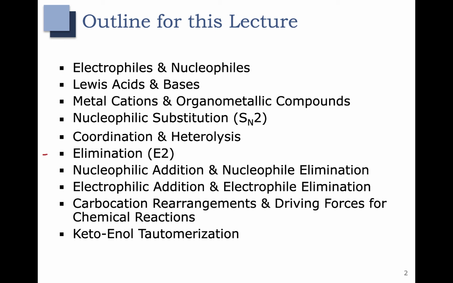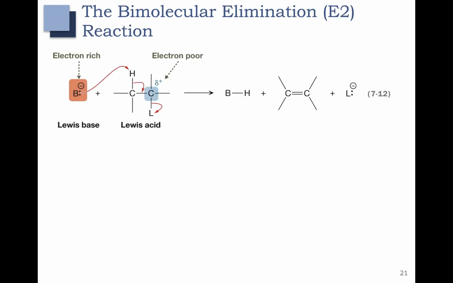In this video, we're going to talk about elimination. Specifically, the elimination reaction we are going to talk about is the E2 elimination reaction. The E2 reaction is the bimolecular elimination reaction. Bimolecular means two molecules, so you can see that in this reaction we have a base and an acid. The elimination part of the reaction implies that we are forming a double bond. In the case of the E2 reaction, we are forming a carbon-carbon double bond.